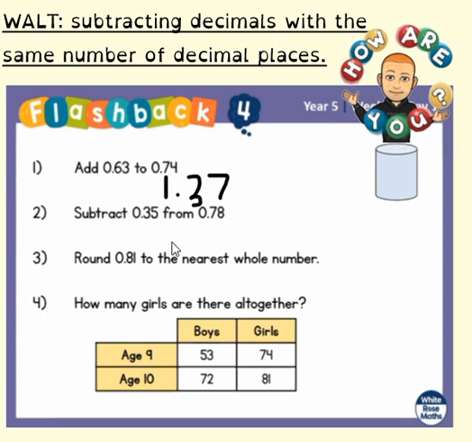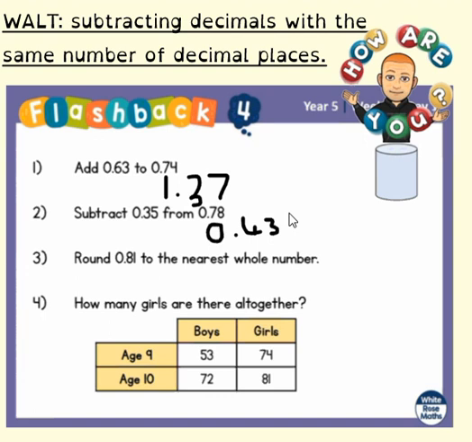Question 2. Subtract 0.35 from 0.78. If I subtracted that amount from 0.78, I would get the answer 0.43. You might have found the difference there by putting 0.35 in your head and then counting up to 0.78. Again, you might have used a column method.